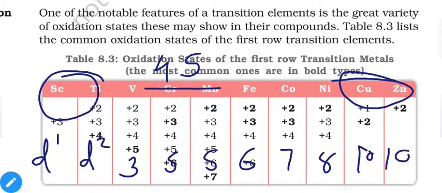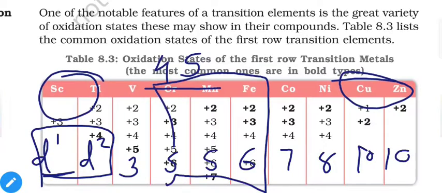So the different oxidation states mainly depend on the number of electrons present in the atom. As we can see, we have a limited number of electrons in the initial elements. That's why we have comparatively fewer oxidation states. Whereas as we move to the center, we have comparatively more electrons to lose, and that's why we have more different oxidation states.